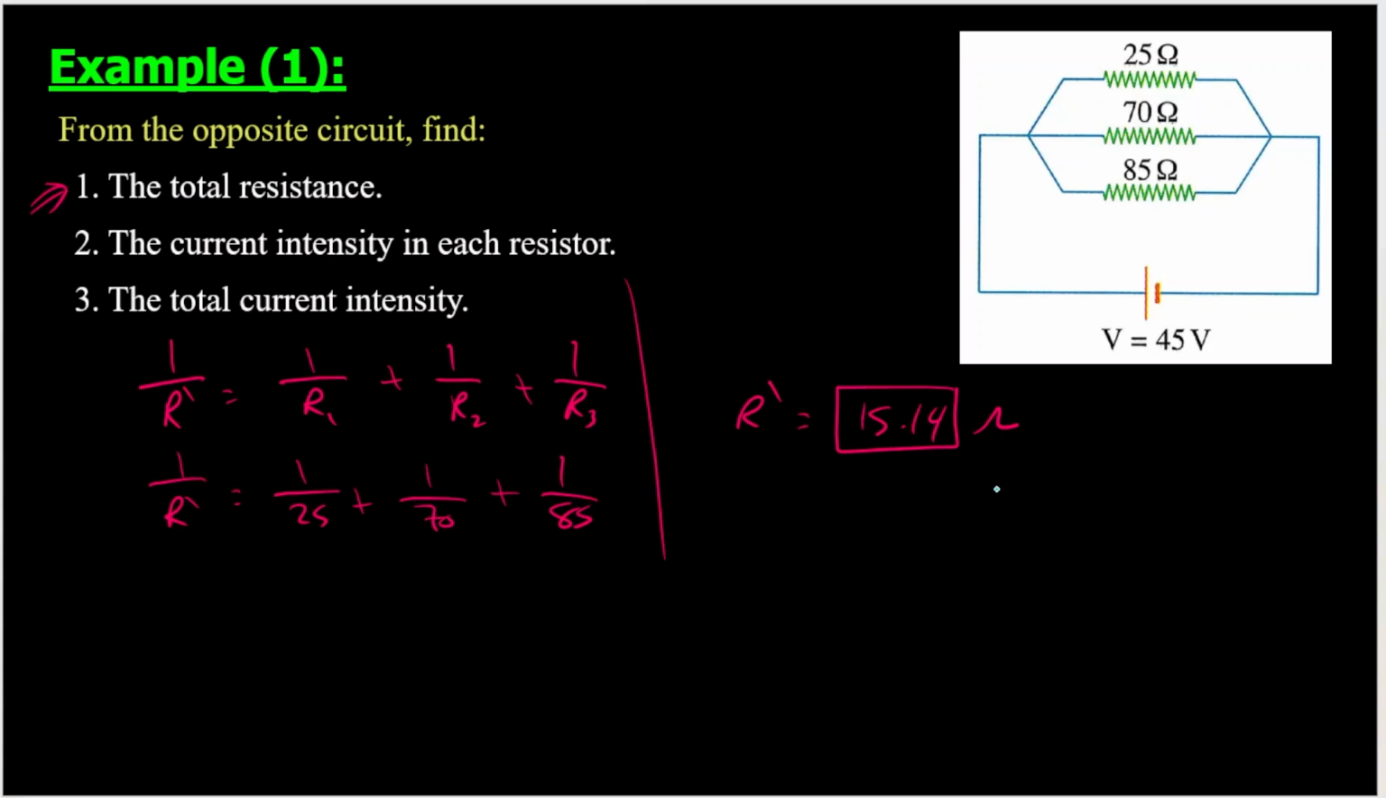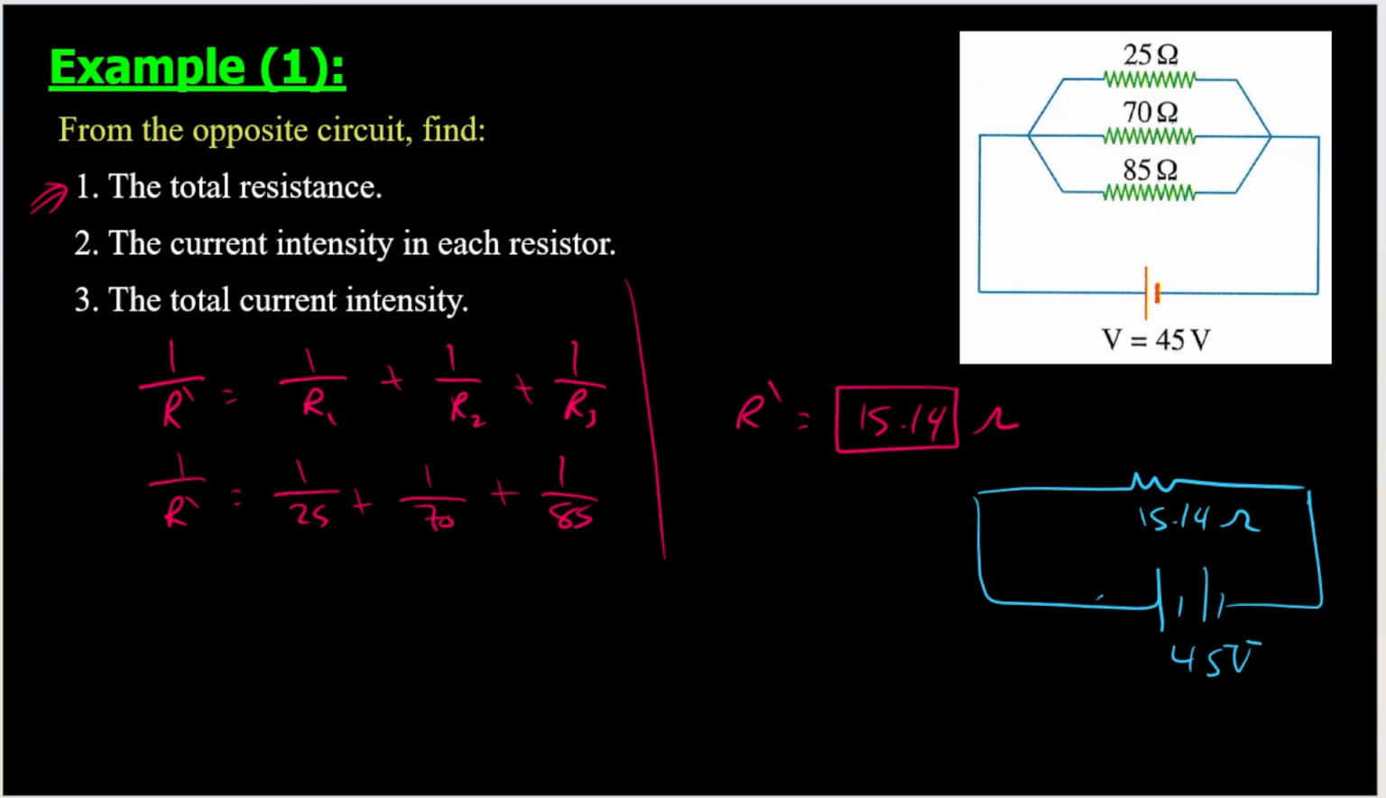So I can replace these three resistors by only one resistance. Its value is 15.14 ohm, and it will be connected to the same battery in which its electromotive force is 45, and the same current will flow through it.